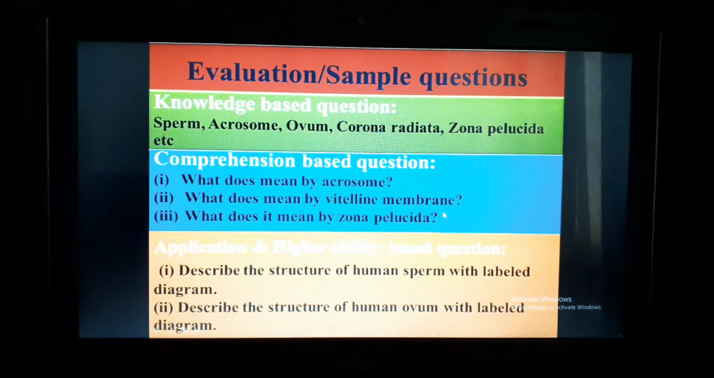Except these questions, you will face different types of comprehension-based questions, such as what do you mean by microlecithal ovum? Application and higher ability based questions from today's lesson: Describe the structure of human sperm with label diagram, and describe the structure of human ovum with label diagram. Yes, student, this is most important for you in any kind of exam. You will face both types of questions. I think you will do it.